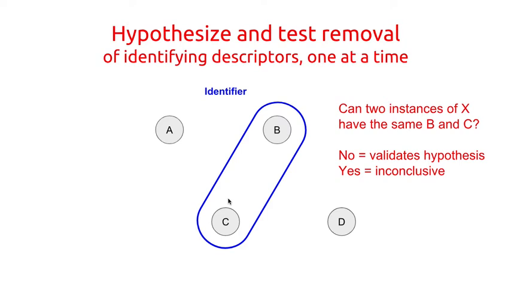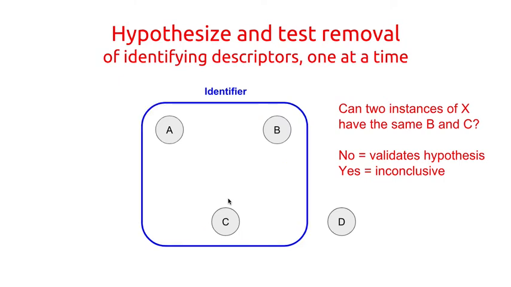Let's assume that the answer is yes, you could have 2 X's with the same B and C. That means B and C are not enough on their own. We might still need A. So let's leave A included in the identifier and move on to testing B.